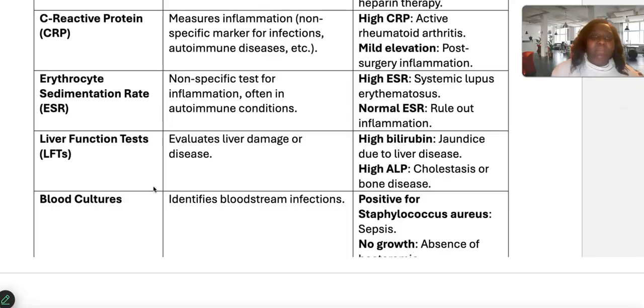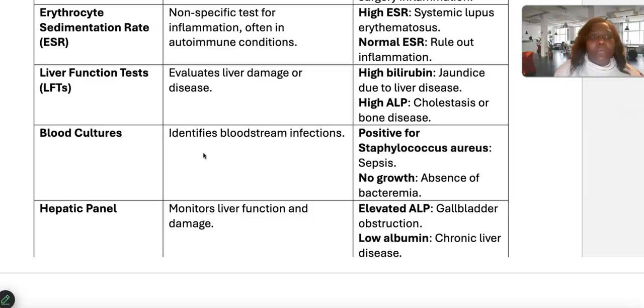C-reactive protein measures inflammation. That one is extremely important. It is a non-specific marker for what? Infections, autoimmune diseases. And of course, the high CRP, that one means we have active rheumatoid going on. Mild elevation means what? That the person just finished having surgery. So after surgery, some people have a mild elevation, but that's generally okay because that was triggered by something, right? Something that just happened to you. So that's different. But when it's very, very high, it means we may have active rheumatoid going on. So it needs to be worked up further.